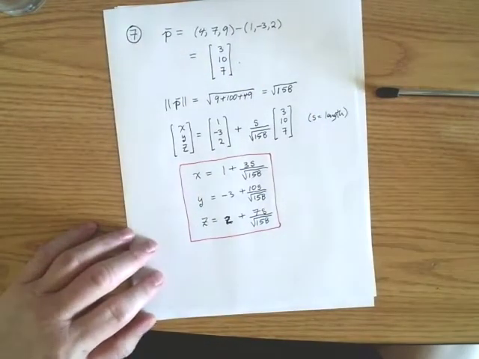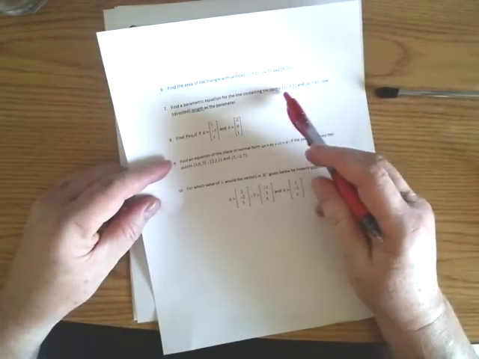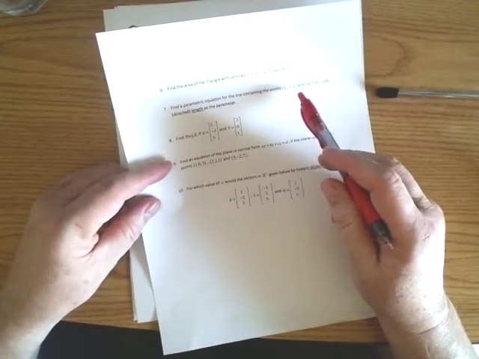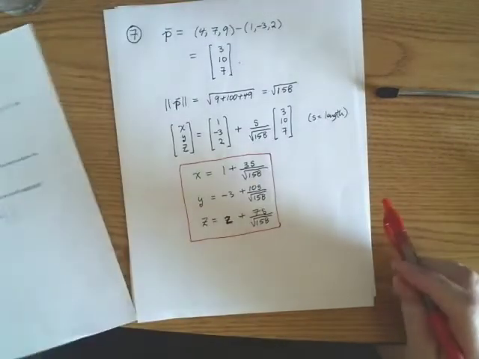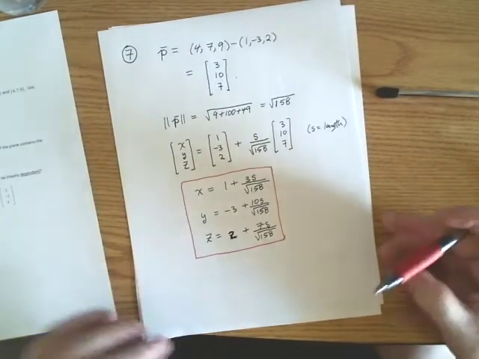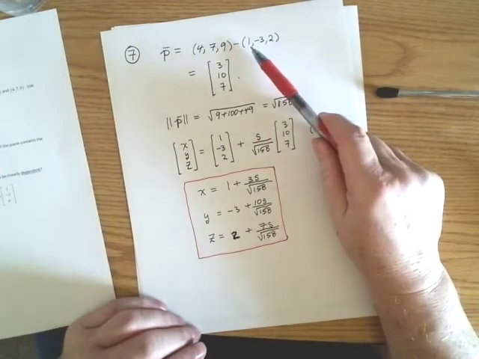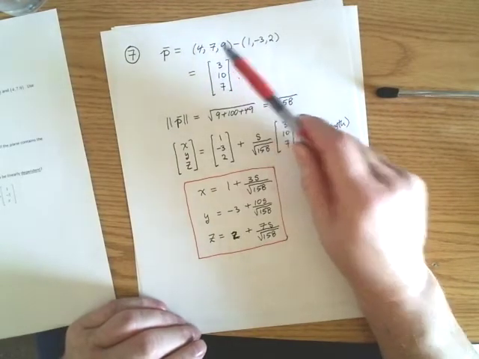Okay, what was number 7? You're just trying to find a parametric equation for the line between 2 points, (1, -3, 2) and (4, 7, 9). Use length as a parameter. Remember arc length, we use s. Here's what you want to do. I just did it this way. I had the starting point being (1, -3, 2), and the end point being (4, 7, 9).